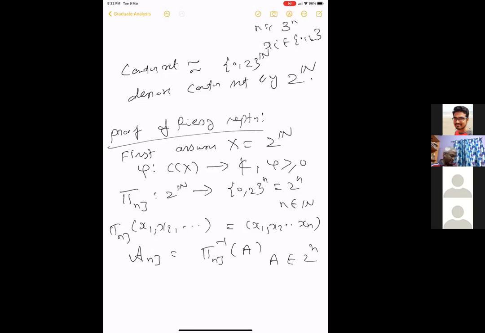It's a finite set. Okay. How is the topology? I hope all of you have done some topology course and product topology. So the topology on the Cantor set is generated by this kind of elements.